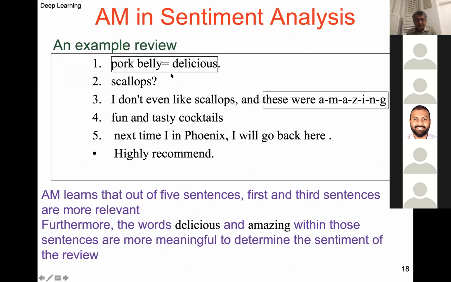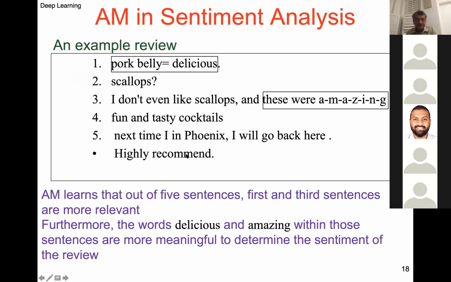So attention models and sentiment analysis. An example review. Pork belly, this is some review. This is a standard problem used in recommendation systems and so on, where you automatically read and determine whether it's positive or negative sentiment. So somebody is doing a restaurant review. Pork belly equal to delicious. Scallops. I don't even like scallops, and these were amazing. Fun and tasty cocktails. Next time I'm in Phoenix, I will go back here, which means this is highly recommend.